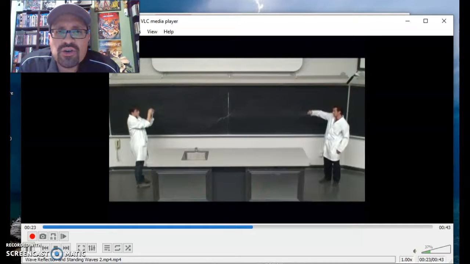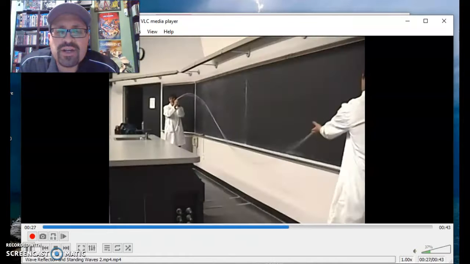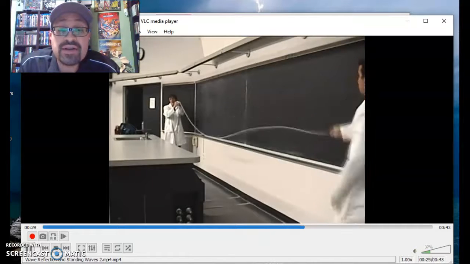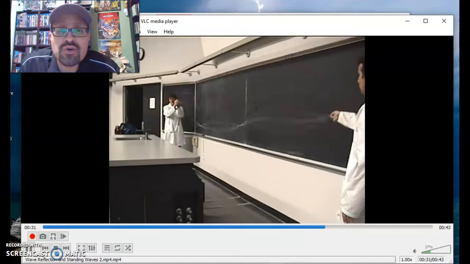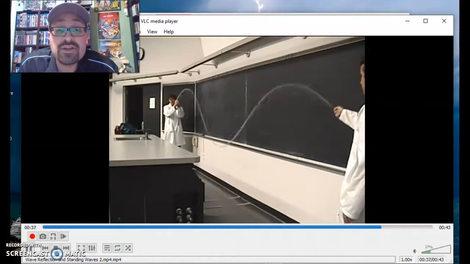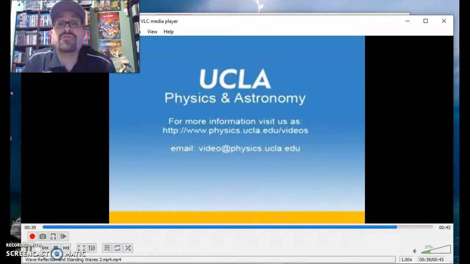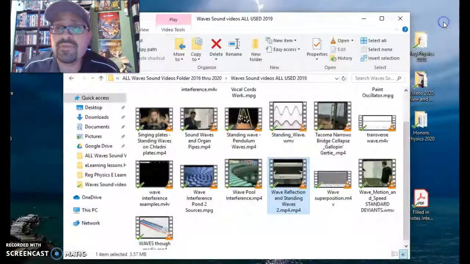Okay, so the incident wave and the reflected waves are interacting with one another. You can see the node here. We have a couple of more nodes, one, two, three, four in total. You can also see the antinodes, those maximum positions of displacement.